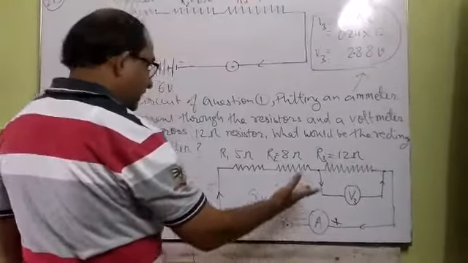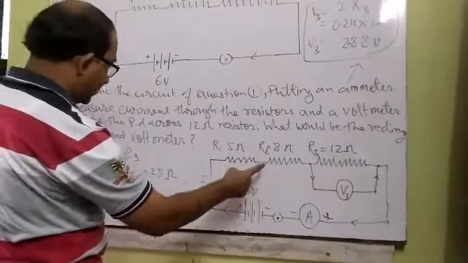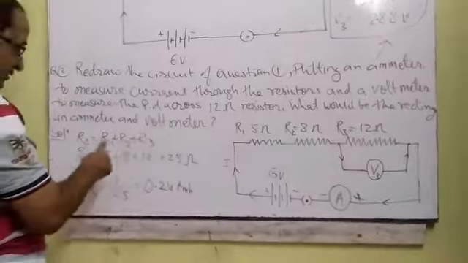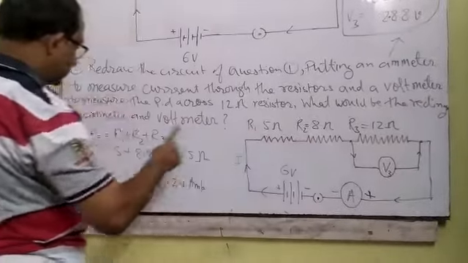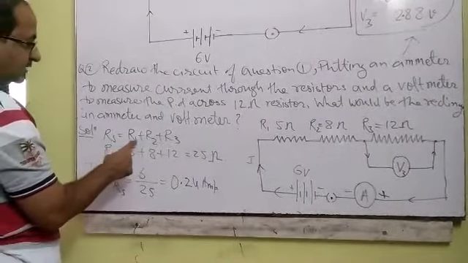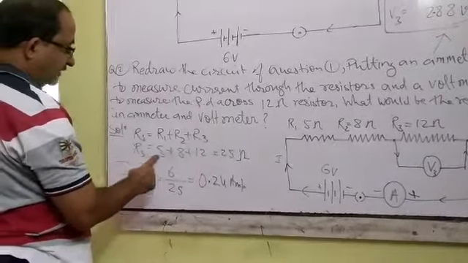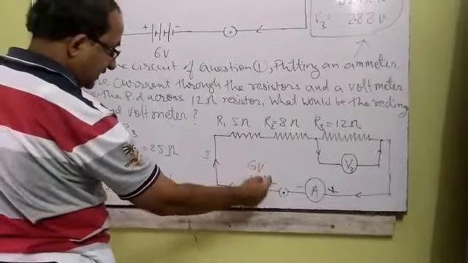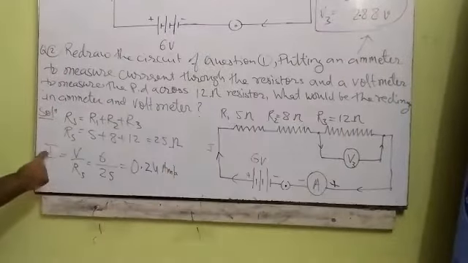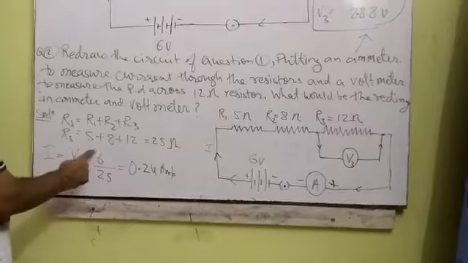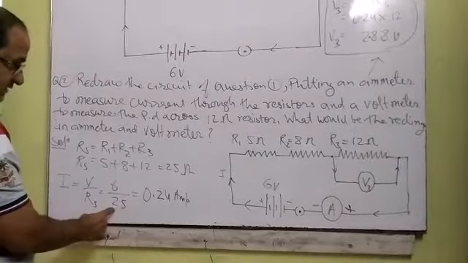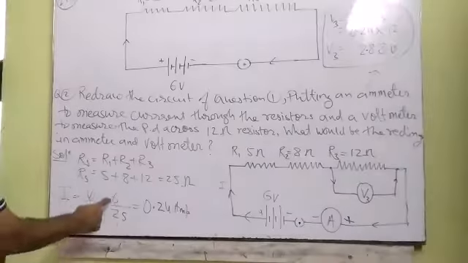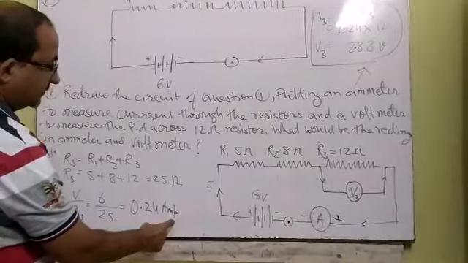Ammeter is there. Now, using this circuit, we need to calculate the total amount of current. Before that, the equivalent resistance of this series combination can be found by the formula Rs is equal to R1 plus R2 plus R3. 5 plus 8 plus 12, it is 25 ohm. The potential difference across the end points of the battery is 6 volt. So we can use I is equal to V by Rs. V is 6 volt, Rs, the equivalent resistance of series, is 25 ohm. So 6 by 25, it is 0.24 ampere.